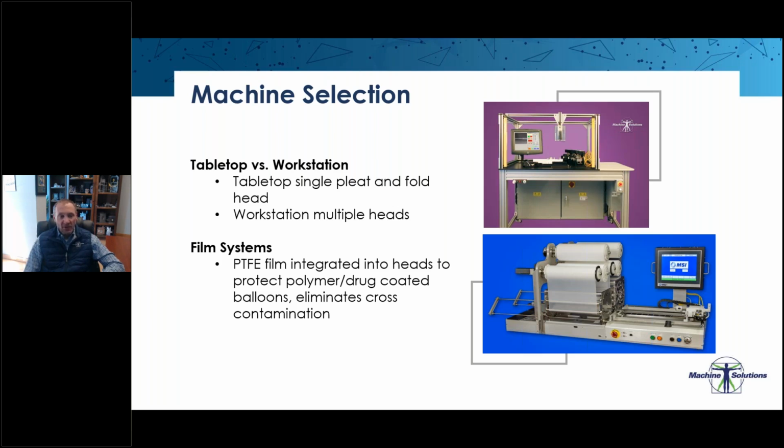We also offer film systems, and these machines utilize an integrated layer of film that's laced through the head, and it's protecting the balloon surface from the steel elements, either in the pleat or fold side. This allows you to protect that polymer, that drug, from being damaged in the pleat fold process, or potentially cross-contaminating throughout the day if some of that coating would come off on an element and then be transferred to a subsequent balloon.